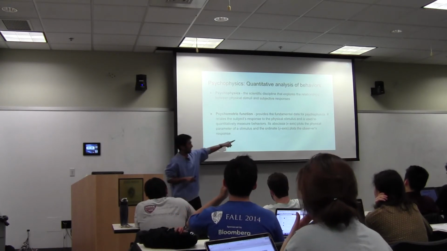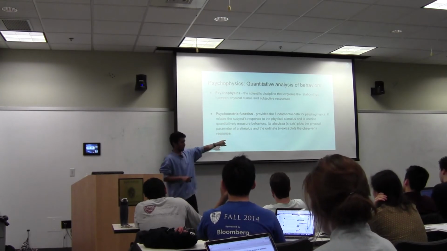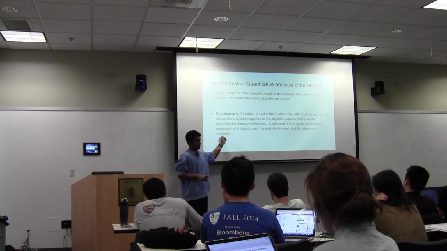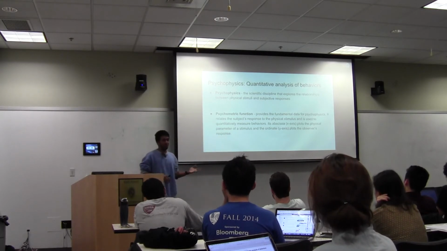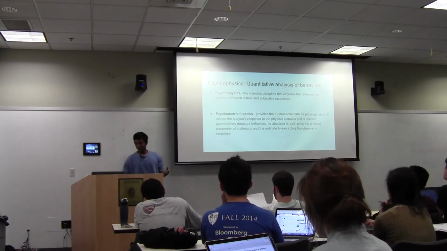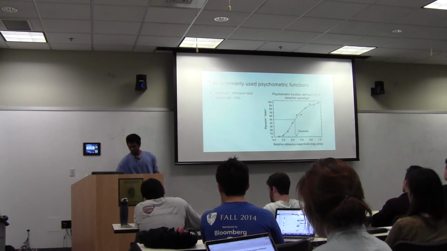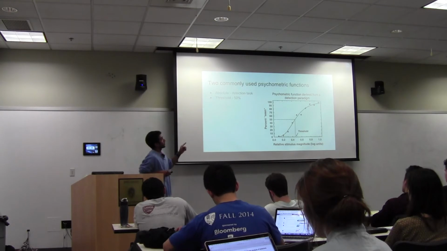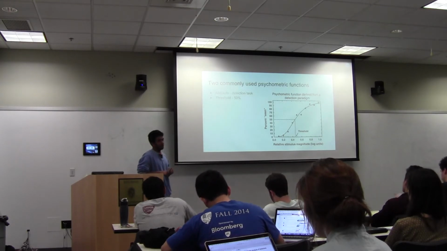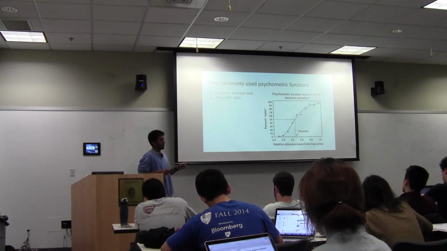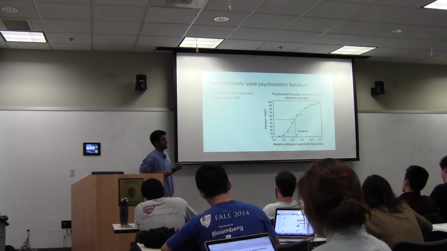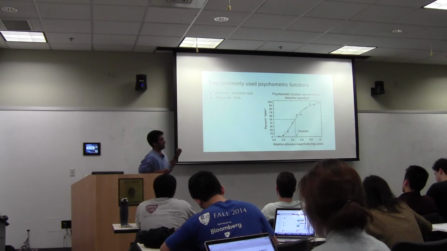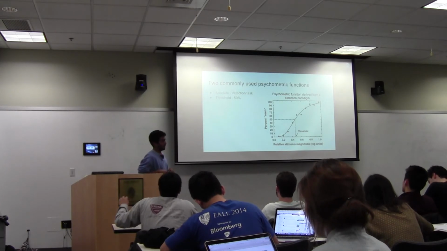But what's important to know is the x-axis plots the physical parameter of a stimulus, for example, stimulus intensity, and the y-axis plots the observer's response, which is like a probability or percent correct, something along those lines. 2 commonly used psychometric functions. The first one is an absolute psychometric function. These are very important for detection tasks. And the other type of psychometric function is a relative psychometric function. I'll discuss both and then some differences between them.